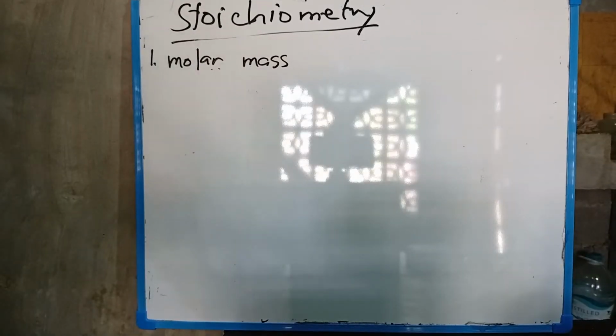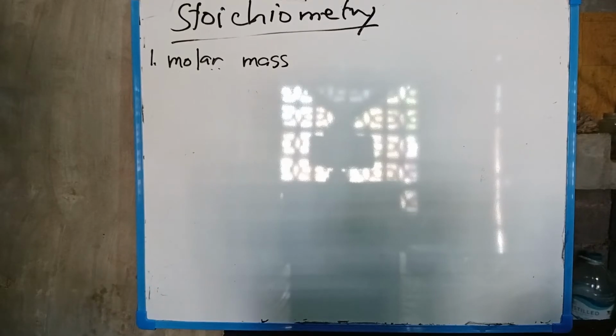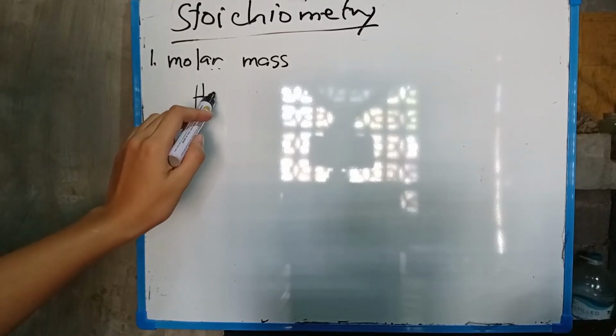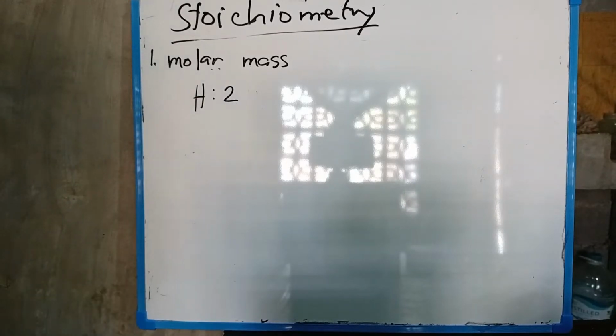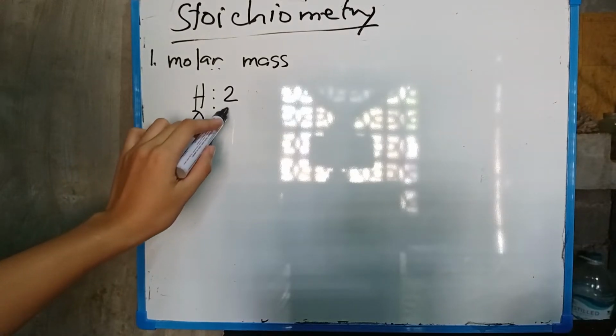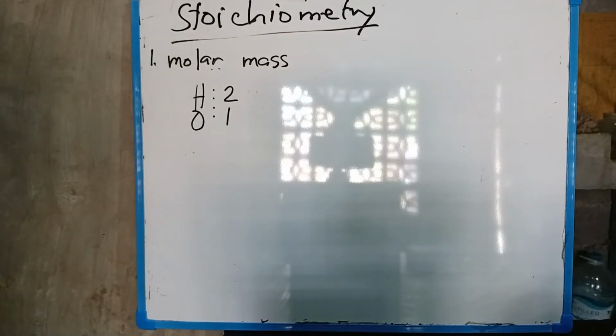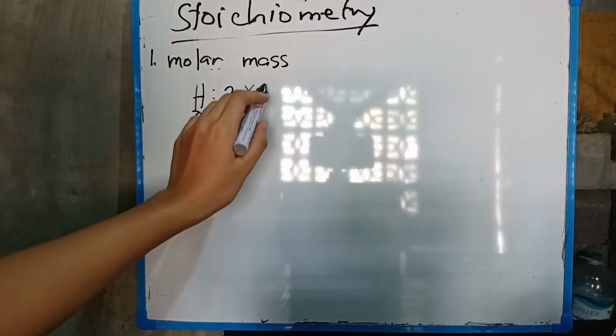First, we're going to get the molar mass of a compound. For example, water. As we all know, water has the chemical formula H2O, which means that there are 2 atoms of hydrogen and 1 atom of oxygen. So how to get the molar mass of water? Simple. We first identify the atomic mass of each element. In hydrogen, we have 1.